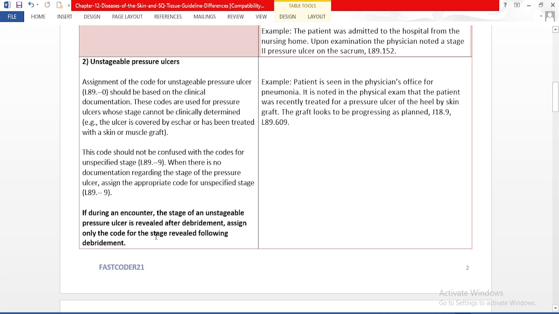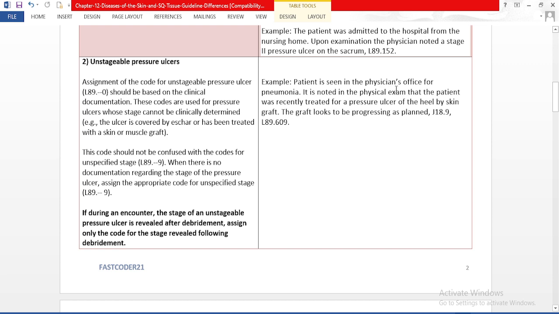So if during an encounter the stage of an unstageable pressure ulcer is revealed after debridement, assign only the code for the stage revealed following debridement. So if there is an unstageable pressure ulcer, after the debridement, if the physician identifies the stage of the pressure ulcer, we need to code that stage as the final code. So we have an example here.